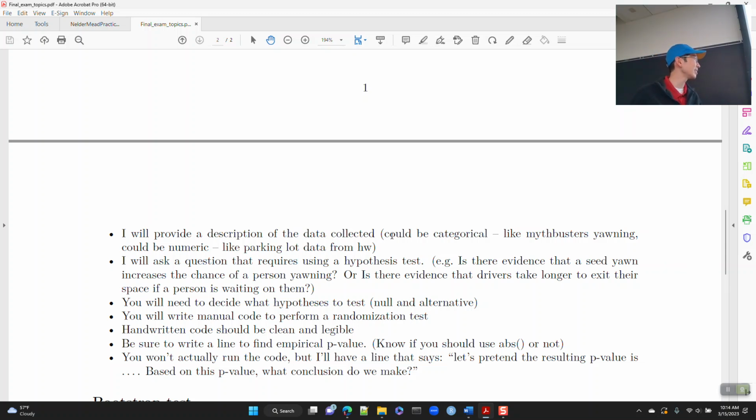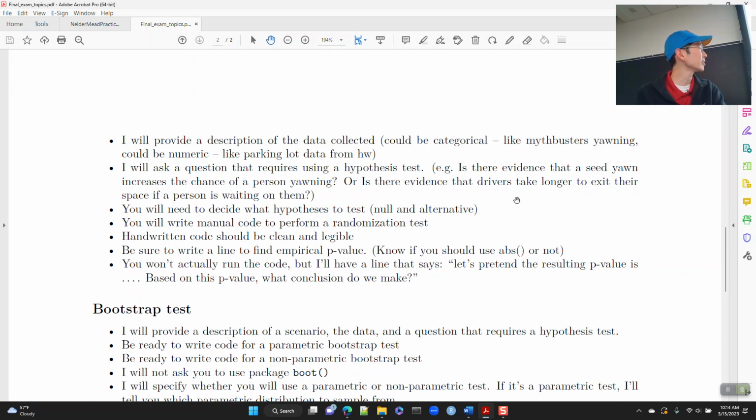Anyway, I'll provide some kind of description, and then you'll have to set up a hypothesis test. Based on how the question is written, that's going to affect what your hypotheses are. So, is there evidence that a seed yawn increases the chance of a person yawning? You'll have a one-sided test where you want to see if the seed yawn proportion is greater than the control proportion. Or, is there evidence that drivers take longer to exit their space if a person is waiting? That one's also one-sided, and you want to see if the average time for exiting when someone's waiting is greater than the average when somebody is not waiting.